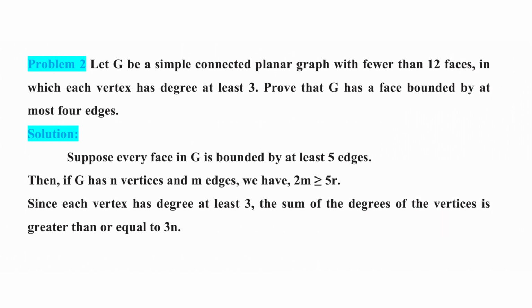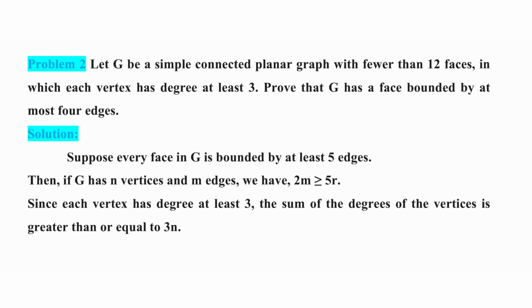The next problem is, let G be a simple connected planar graph with fewer than 12 faces, in which each vertex has degree at least 3. Prove that G has a face bounded by at most 4 edges. The solution of the problem is, suppose every face in G is bounded by at least 5 edges. Then, if G has n vertices and m edges, we have 2m greater than or equal to 5r.